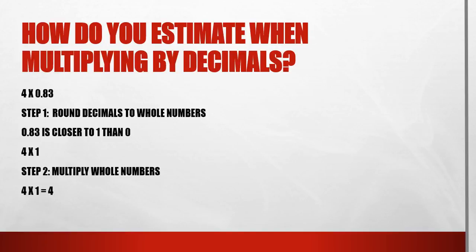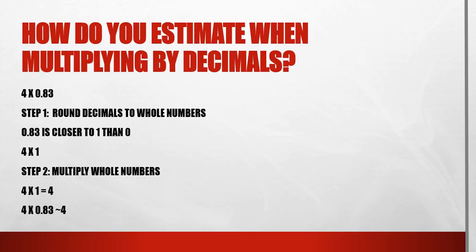4 times 1 equals 4. So 4 times 83 hundredths is about 4. This little squiggly right here actually should have another line under it, and that means about 4.